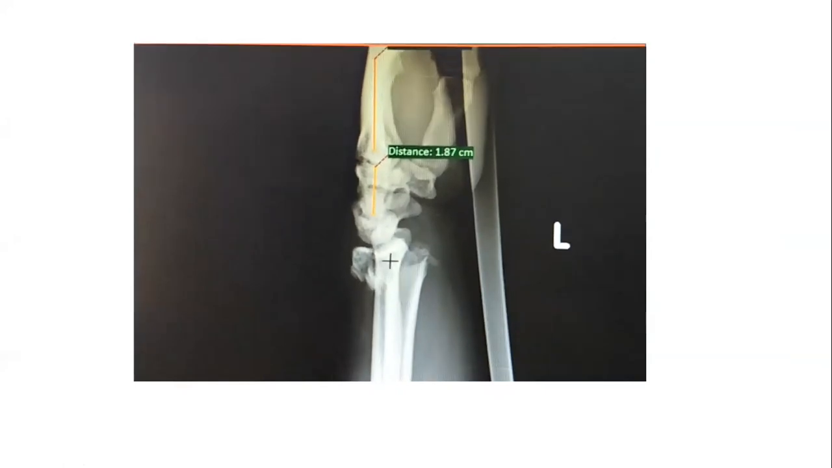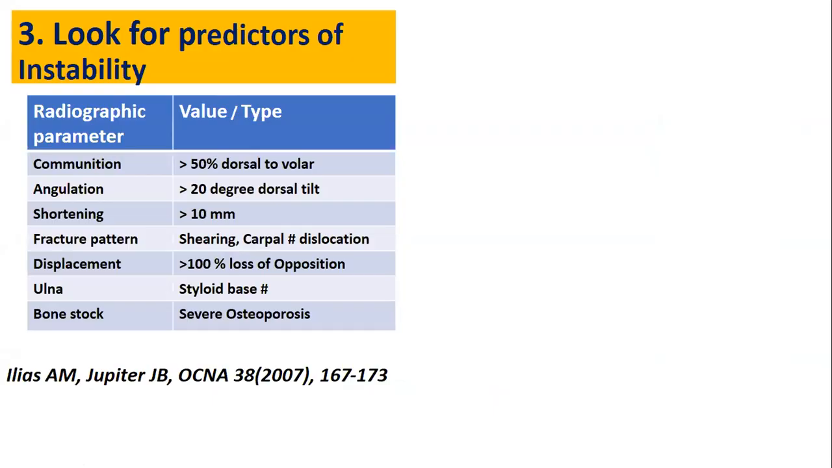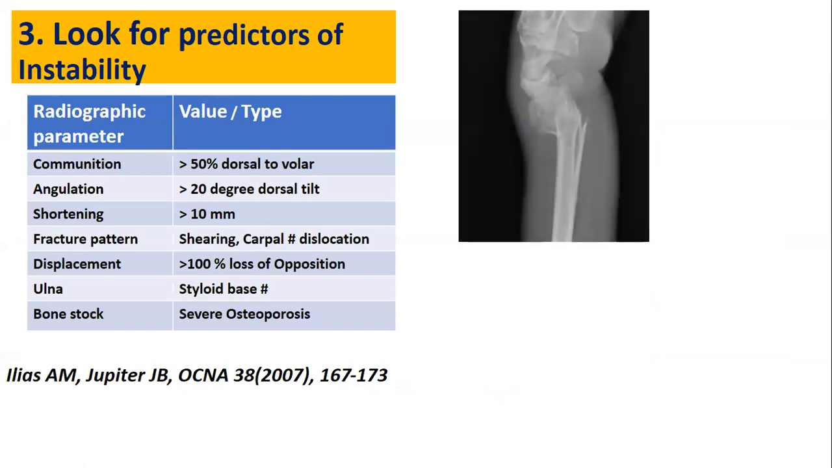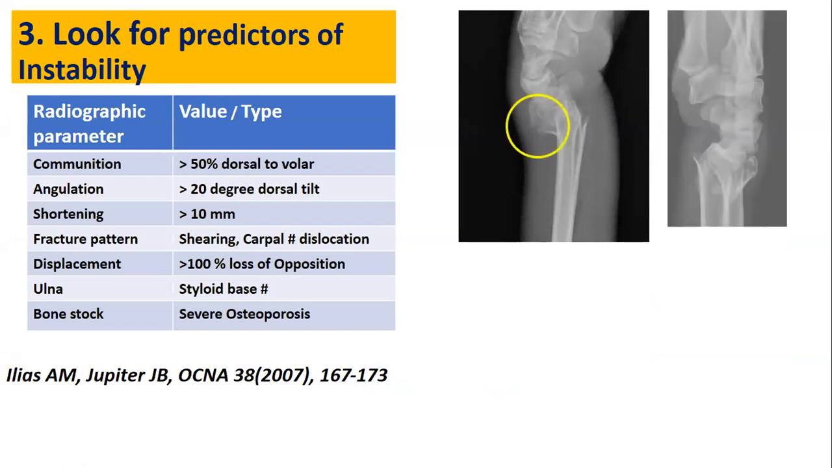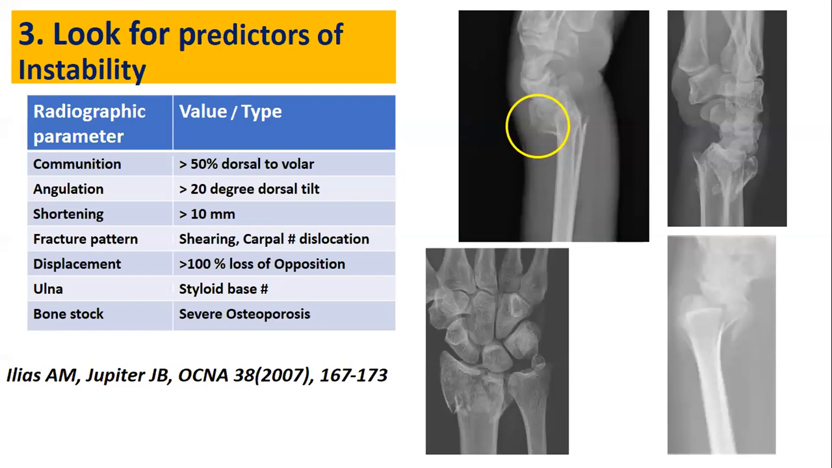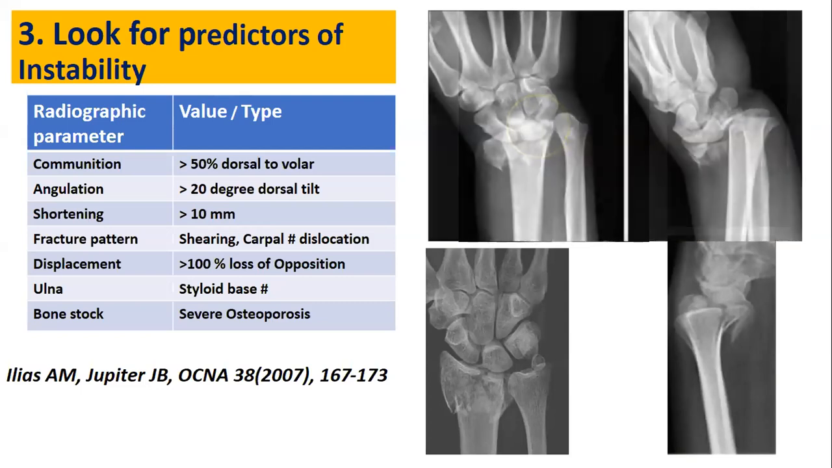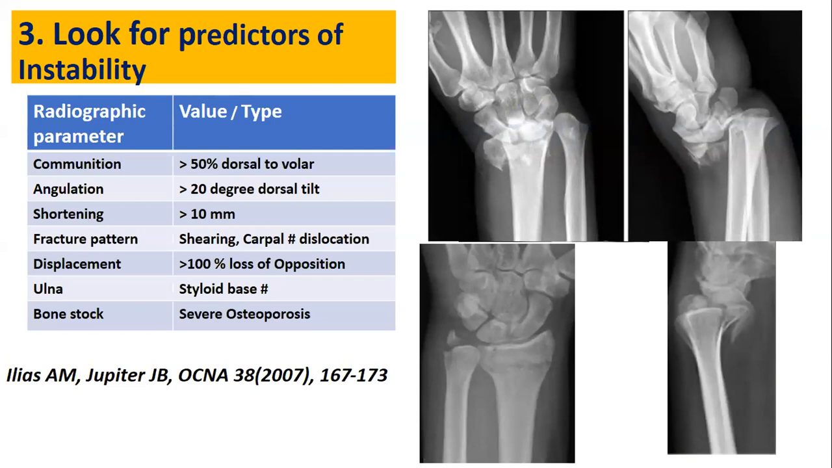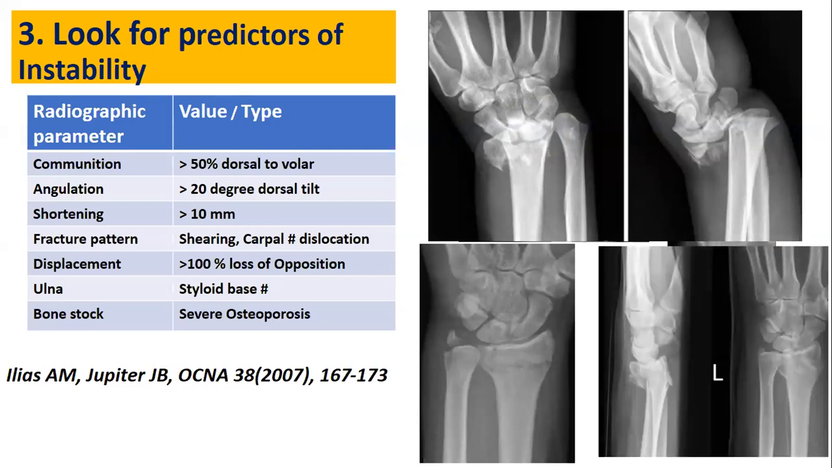X-ray gives a lot of information, especially with the distal radius fracture. The second concept is basically how you look at stability itself. When you look at the patient's X-ray, you need to know how stable that fracture is or how unstable it is. If there is a lot of comminution, especially dorsal comminution more than 50%, if the angulation is really bad, especially the dorsal tilt, shortening of more than a centimeter, shear kind of fracture patterns, it is a very unstable situation. Loss of apposition, how much displacement, what's happened to the ulnar styloid base, is it displaced or not, and of course the bone stock itself.